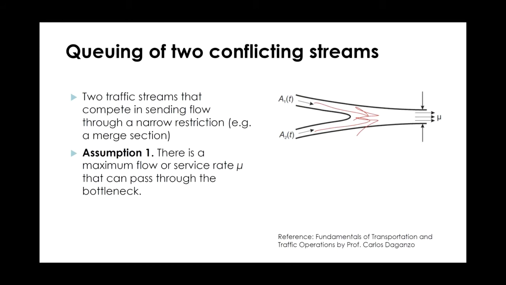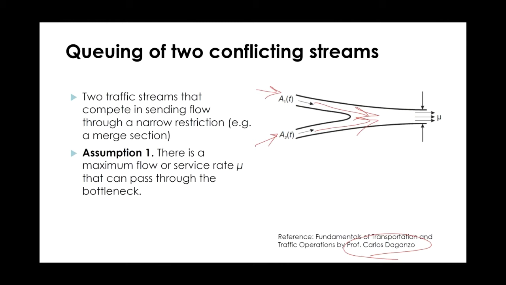So imagine in this merge section we have two traffic streams. One is coming from this ramp, and the other one is coming from this approach, and then they merge into a single main line. These two traffic streams compete in sending flows through this narrow restriction. Let's first make a few assumptions about the system, and then we'll look at how we can analyze it using a method called the envelope method, which was proposed by Professor Carlos Daganzo from UC Berkeley.